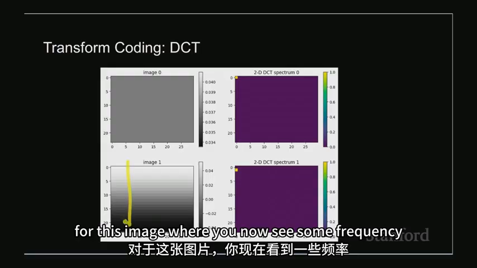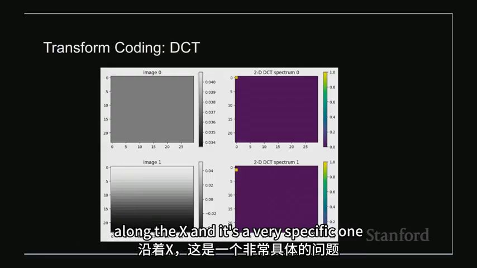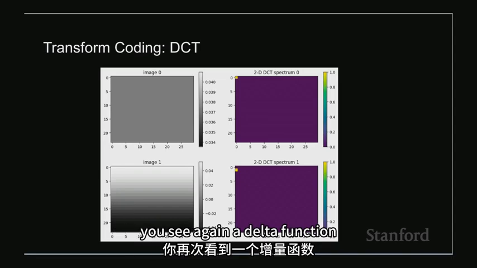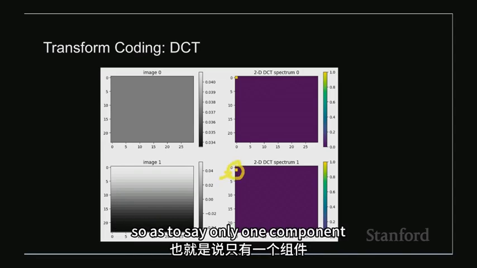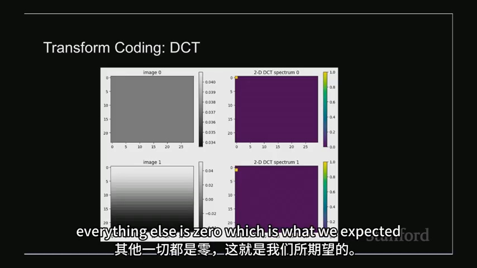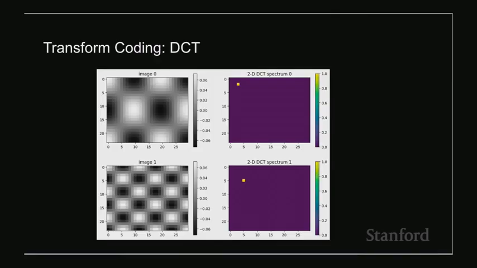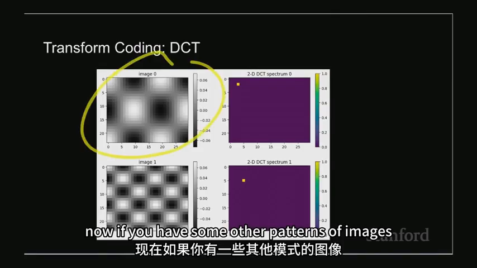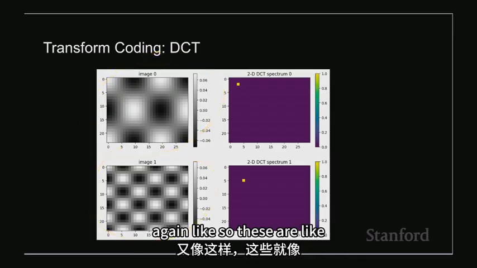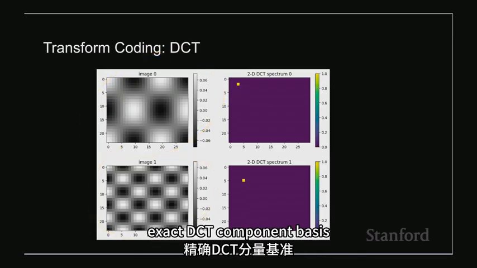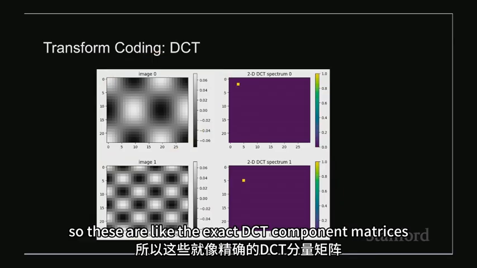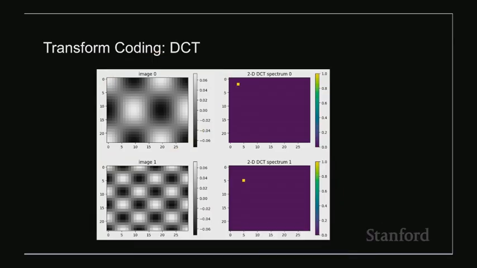For this image, where you now see some frequency along the x, and it's a very specific one, you again see a delta function, so as to say only one component. Here it is 1, everything else is 0, which is what we expected. Now if you have some other patterns of images, these are the exact DCT component basis matrices, and you again see blips.